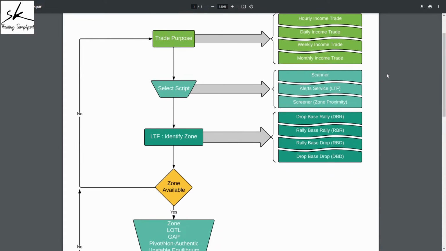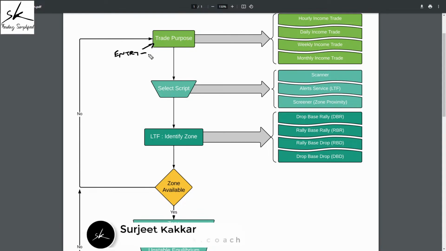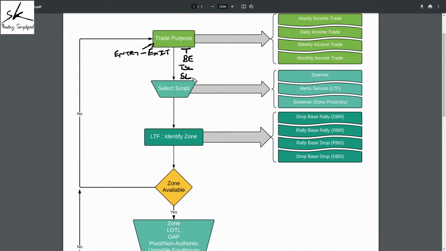So what is our step number one whenever we start planning our trade? Our step one is we need to define our trade purpose. And what do we mean by trade purpose? Trade purpose basically implies the expected duration of the trade. And the duration of the trade is from the time you enter the trade to the time you exit the trade. Now, the exit can be the target, the exit can be break even, the exit can be the trailing stop loss, the exit can also be the stop loss, any kind of exit.